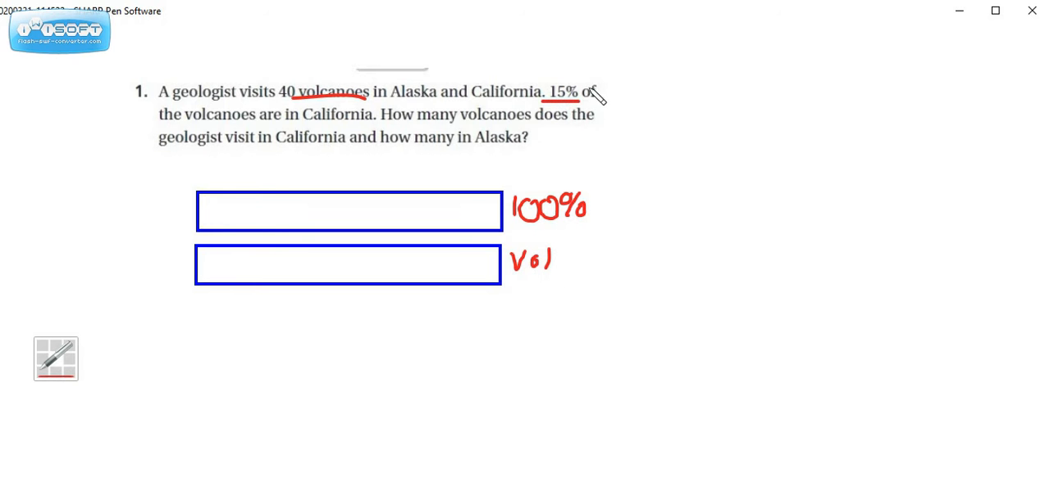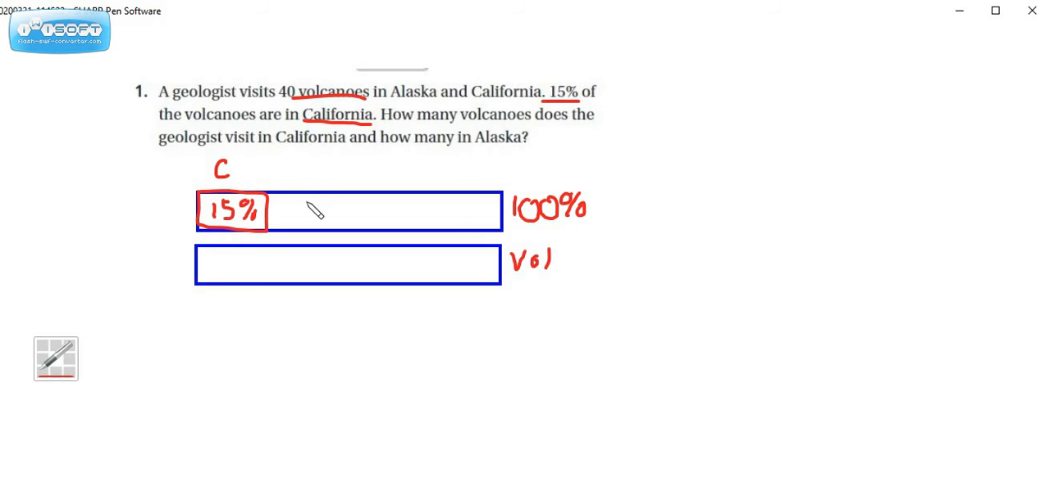All right, and now let's look at the percent. So they're talking about 15% of the volcanoes are in California. Now that's not very many. If we map it out on our percent bar, because remember 50% would be half, 15% is not very much, so we'll just kind of approximate 15% and then we'll throw a label above that. So that would be California. I'll just put the letter C for California above it.